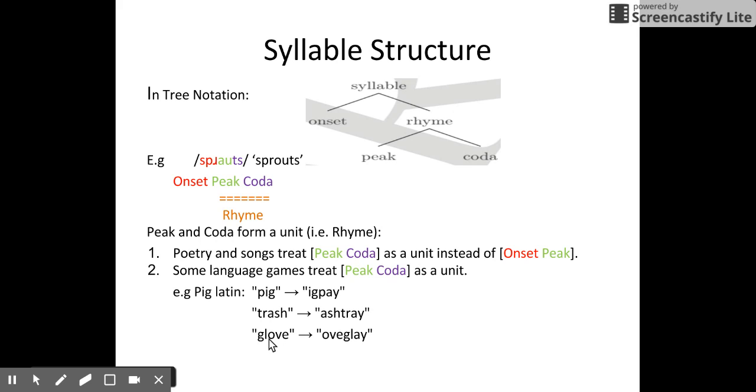And then we have glove, oveglay. Sorry, I'm making this wrong. Off, offay. I'm not so good at speaking Pig Latin, but if you can speak it, you can get the intuition. Actually, what we do is move all the rhyme to the initial position.